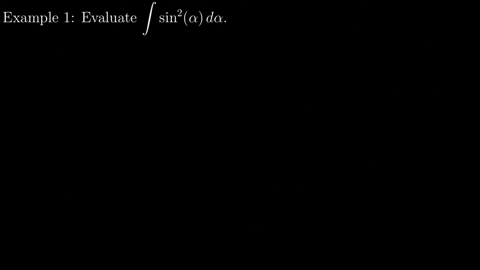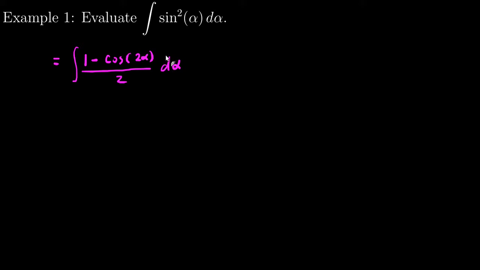So let's look at one example. How am I going to take the antiderivative of sine squared alpha? Well, I don't have a formula for sine squared. There's no chain rule here. I can't bring the 2 out. But what I can do is this. I know that sine squared is equal to 1 minus cosine 2 alpha over 2. So let me put that down. 1 minus cosine of 2 alpha over 2. So I can rewrite it this way.